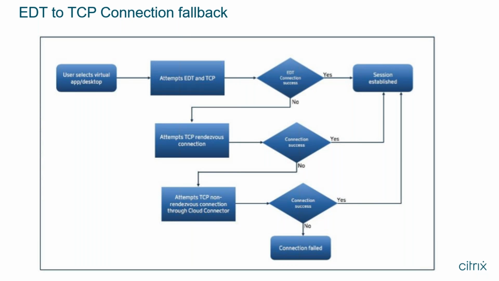If it fails, it's going to attempt to use TCP with Rendezvous. So that was option 2 that we saw on the slide beforehand. Can it use TCP? Can it use Rendezvous? Yes, it can. Connection successful, session is going to be established. If it cannot, it will then move back and attempt to use TCP in a non-Rendezvous connection. So now we're back through the Cloud Connector, which is what we used to do always before Rendezvous was available. If that works, connection is successful. If it doesn't work, then the connection will fail altogether. So I think it's just nice to get an idea and an understanding of how that process will work.